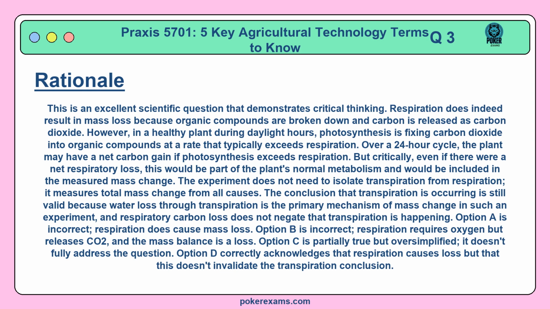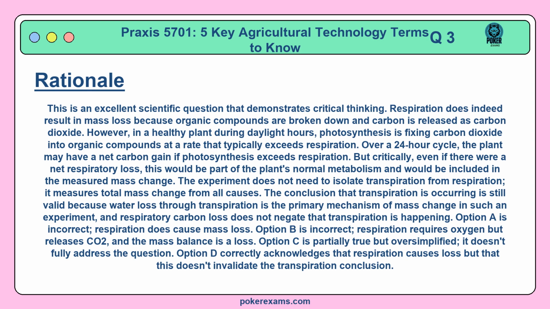But critically, even if there were a net respiratory loss, this would be part of the plant's normal metabolism and would be included in the measured mass change. The experiment does not need to isolate transpiration from respiration. It measures total mass change from all causes. The conclusion that transpiration is occurring is still valid, because water loss through transpiration is the primary mechanism of mass change in such an experiment, and respiratory carbon loss does not negate that transpiration is happening.